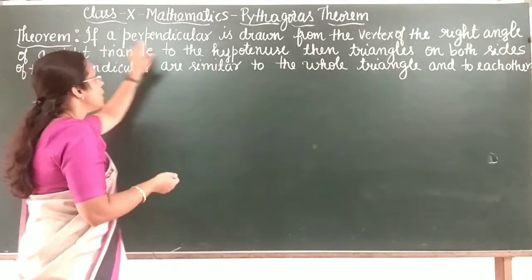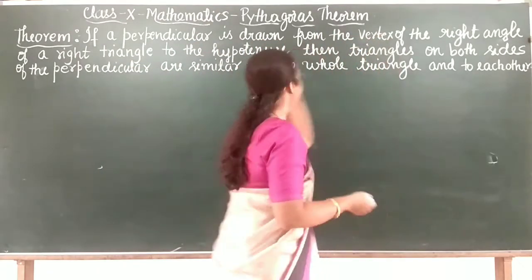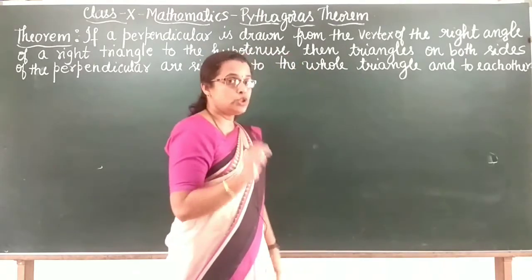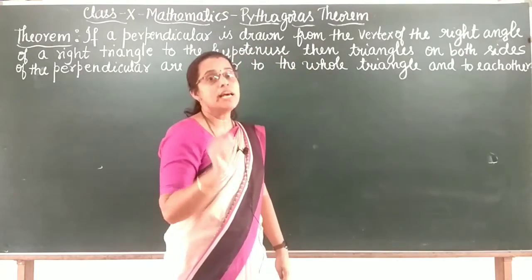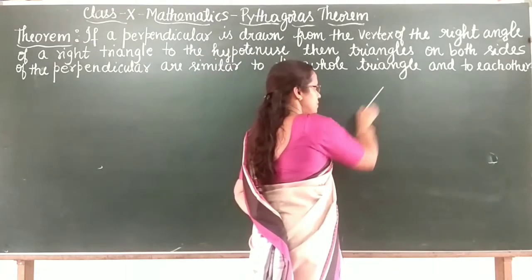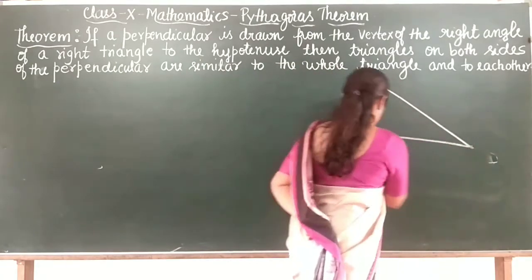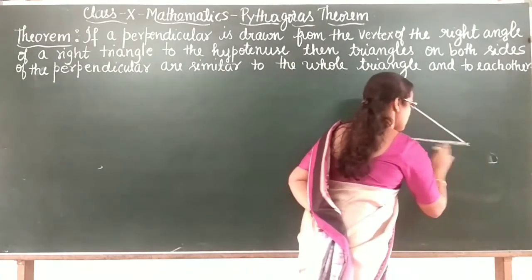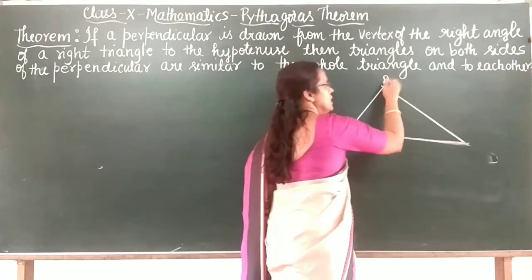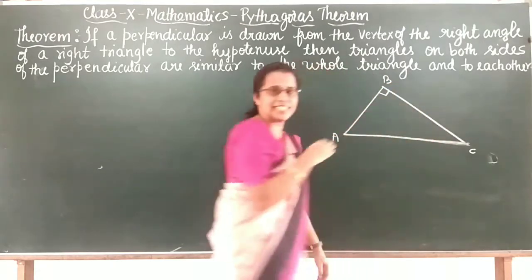See here, if a perpendicular is drawn from the vertex of the right angle of a right triangle, which triangle do I have to draw now? I have to draw one right triangle, means a right angle triangle. Let us draw now. So, right angle triangle ABC. Okay, let us take angle B as 90 degrees.